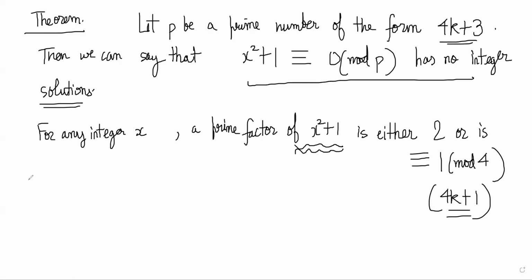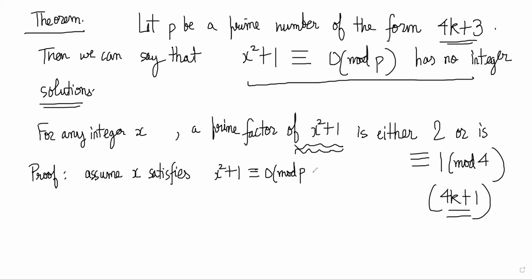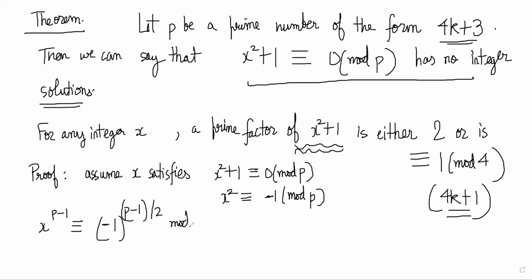So the proof also can be discussed quickly. So this is the proof. Assume that there is an x which satisfies x square plus 1 is congruent to 0 mod p, right? So that means x square is congruent to minus 1 mod p, and if x square is congruent to minus 1 mod p, then x power p minus 1 will be congruent to minus 1 power p minus 1 by 2 mod p.